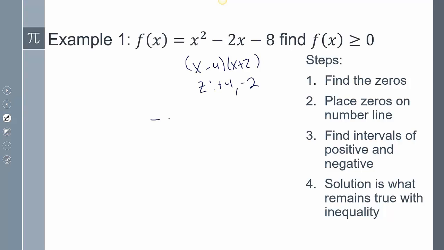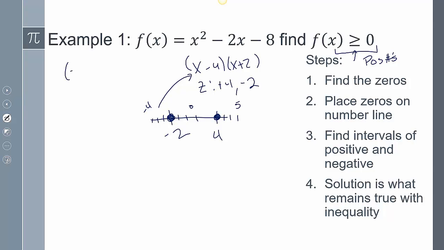And so now placing those on the number line, because it does say equal to, I know they're going to be included values, so that's why my circles are going to be closed. And because it says greater than 0, I know it's referring to positive numbers. So now I need to find the intervals that represent my positive and negative. We have to take values on our number line and plug them into my function and determine if my number is positive or negative. I can plug in like negative 4, a 0, and like 5 or 6.